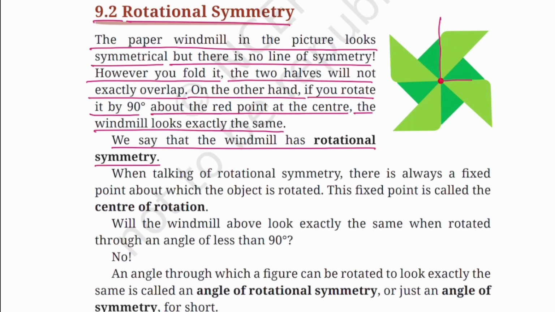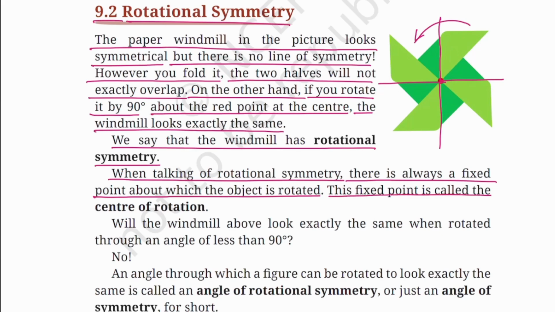If you look at the windmill carefully, it has four equal parts. If you rotate it in a clockwise or anti-clockwise direction by 90 degrees, you will get the same windmill without any change in orientation. When talking of rotational symmetry, there is always a fixed point about which the object is rotated. This fixed point is called the center of rotation. Will the windmill ever look exactly the same when rotated through an angle less than 90 degrees? The answer is no.